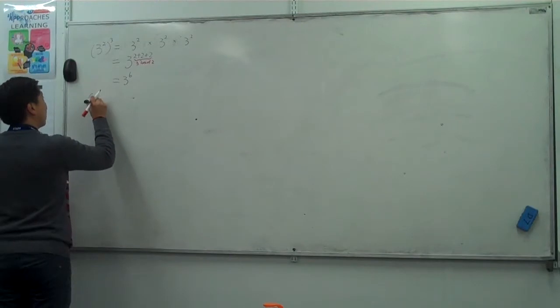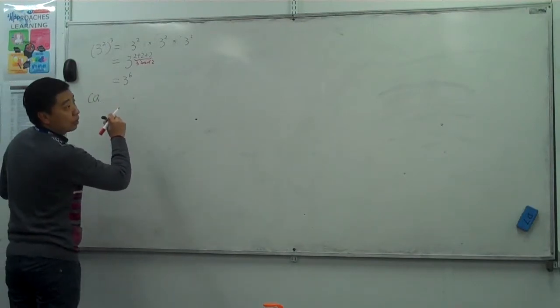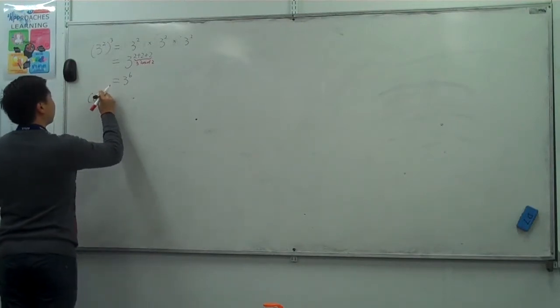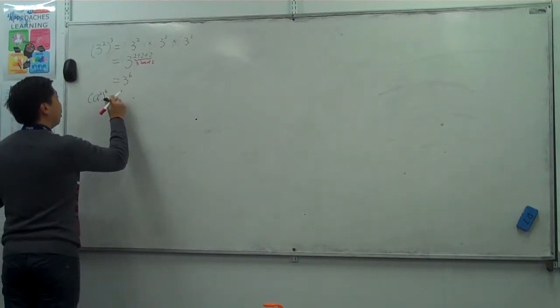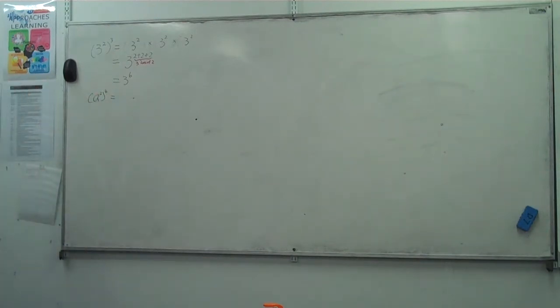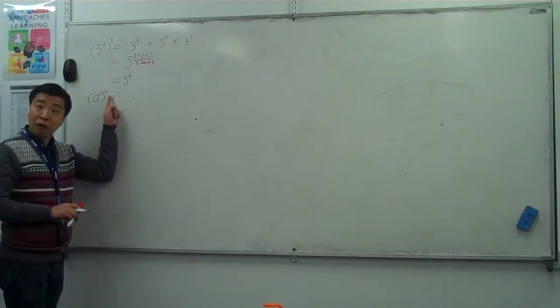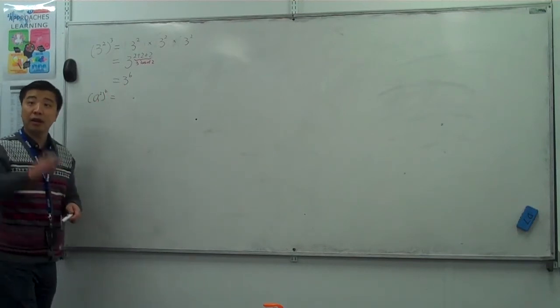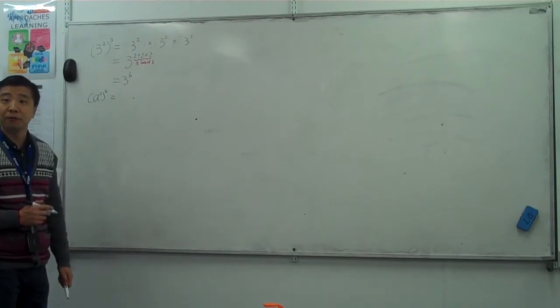Let's have a look. That is a squared to the power of 4. Now, we want you to write that into expanded form. That means you have 4 lots of brackets. Now, how can I write that into the expanded form?